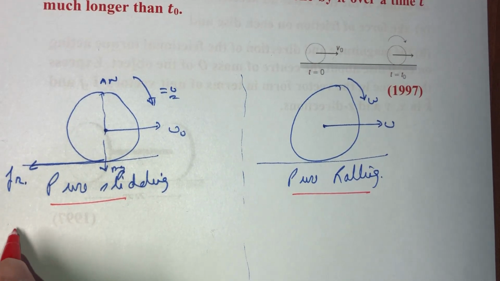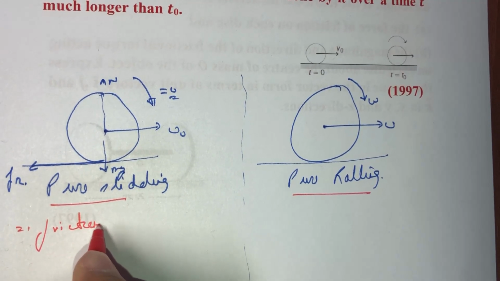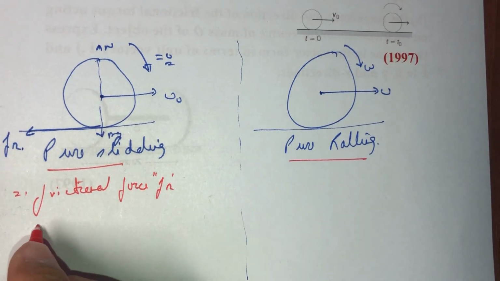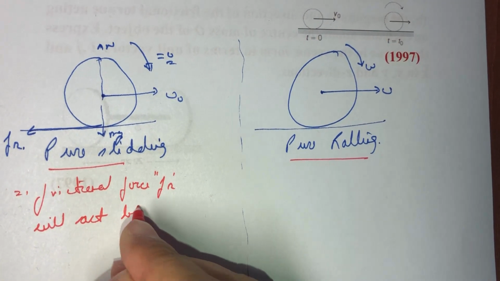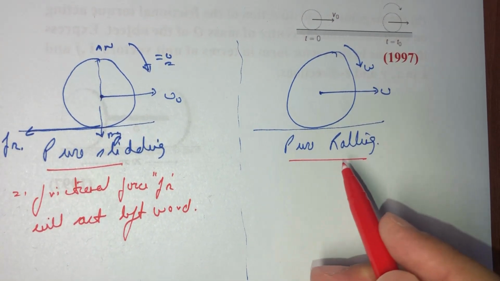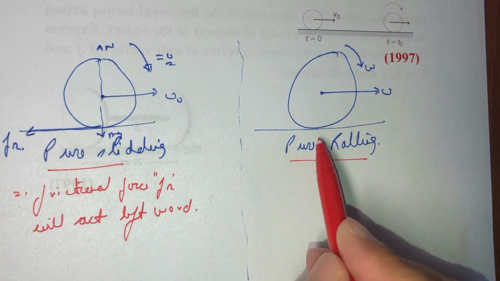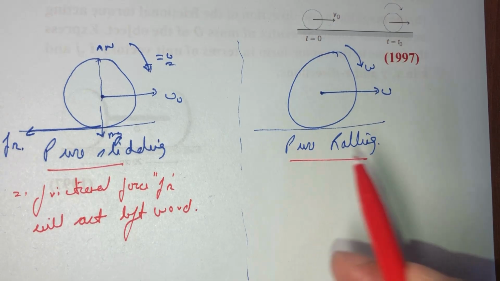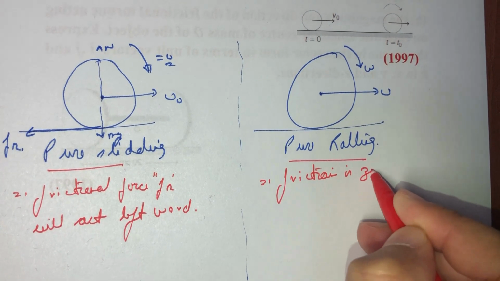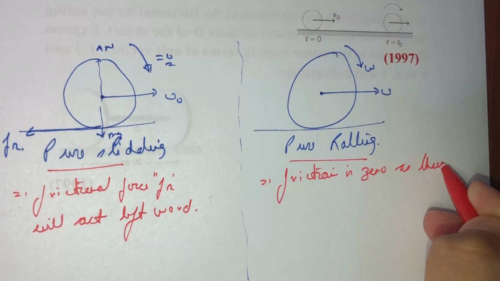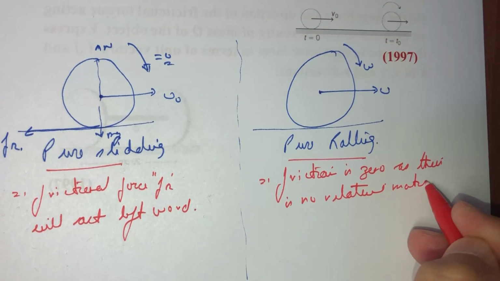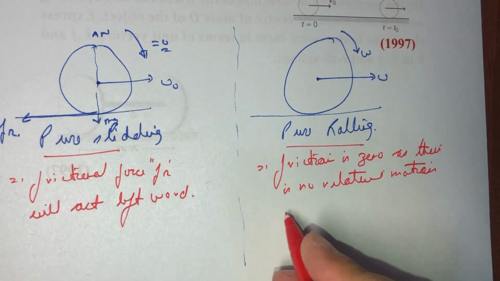In case of pure sliding, the frictional force Fr will act leftward, whereas in case of pure rolling motion, the friction is 0 as there is no relative motion at the point of contact.